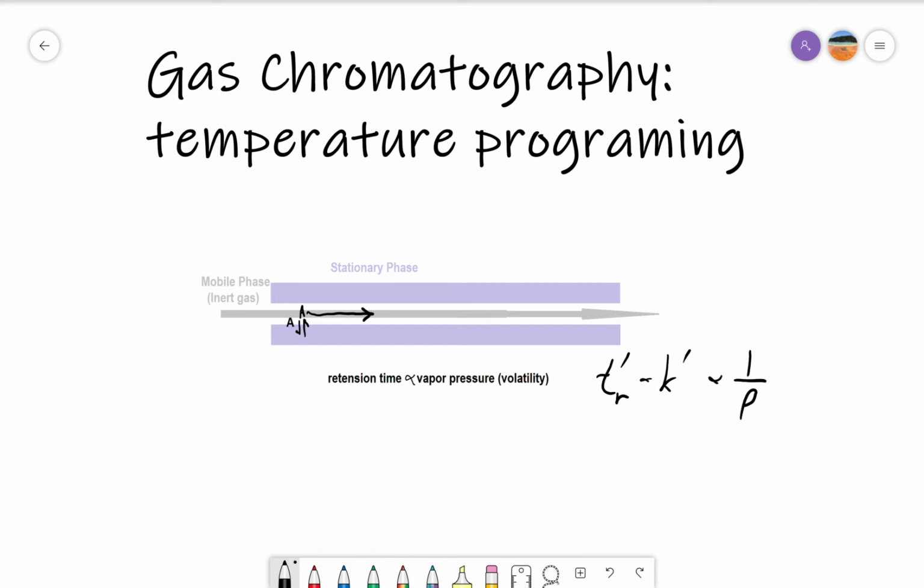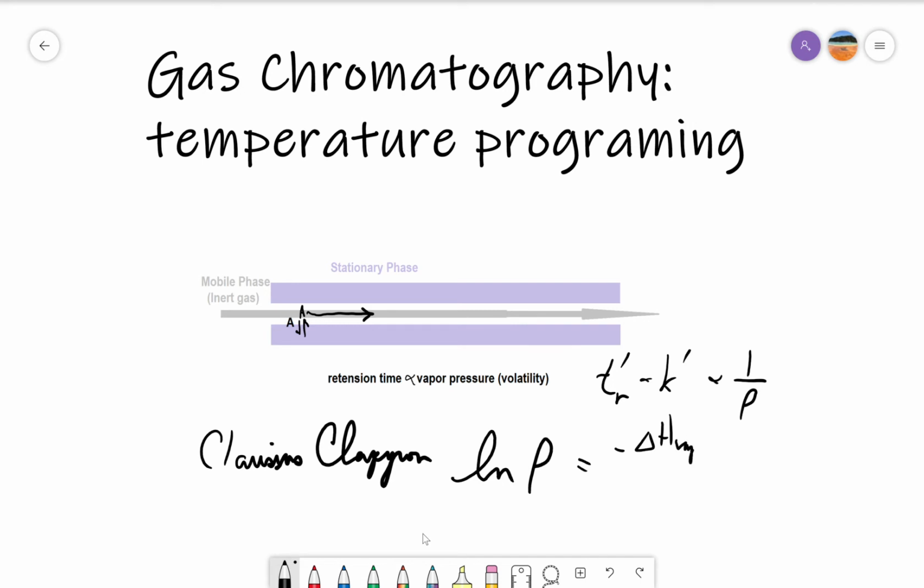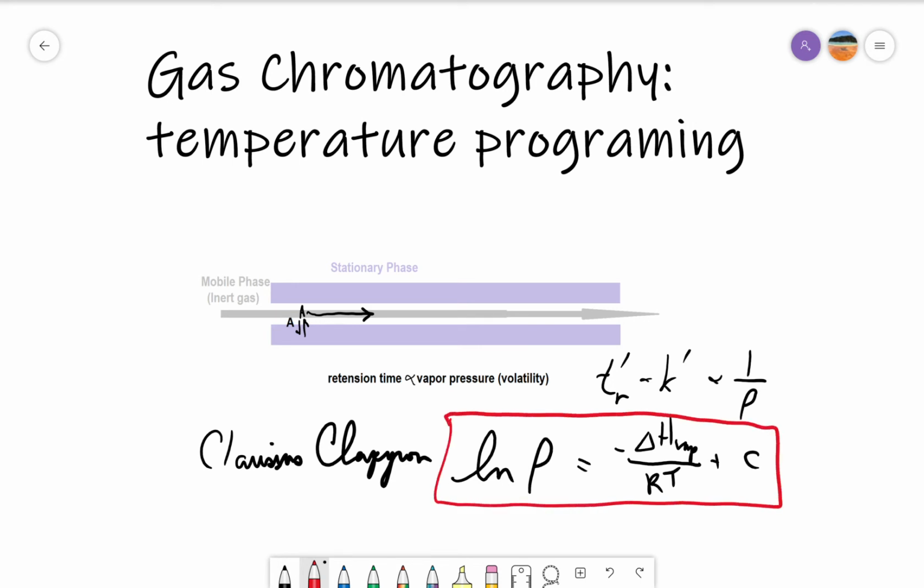The volatility of a compound comes from the equilibrium set up by the Clausius-Clapeyron equation, where the vapor pressure is going to be a negative delta H of vaporization, a constant for the molecule, divided by RT plus C. If you remember from general chemistry, it is a logarithmic relationship between the intermolecular interactions and the temperature.